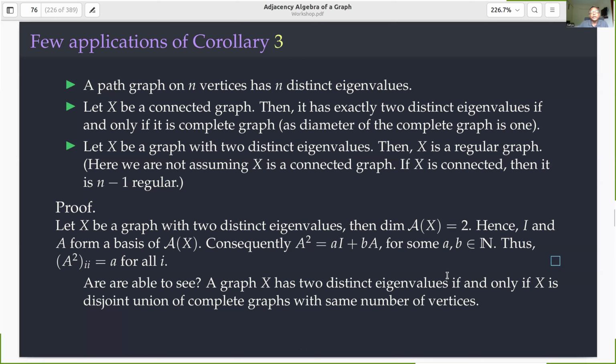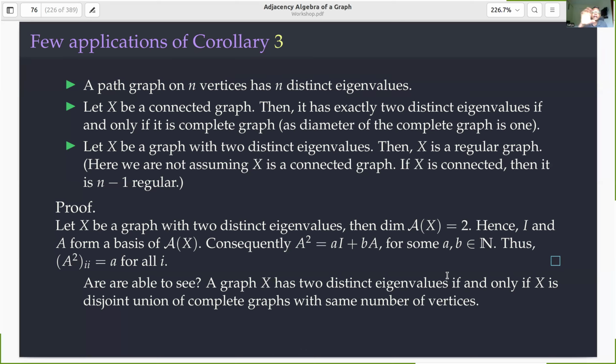So you are able to see that having two distinct eigenvalues holds if and only if X is a disjoint union of complete graphs with the same number of vertices. You said earlier two distinct eigenvalues and diameter 1, that is when it is connected. Sometimes a graph has two distinct eigenvalues but may not be connected. For example, take K2, K2, K2. In that case the eigenvalues are 1 and minus 1 only.